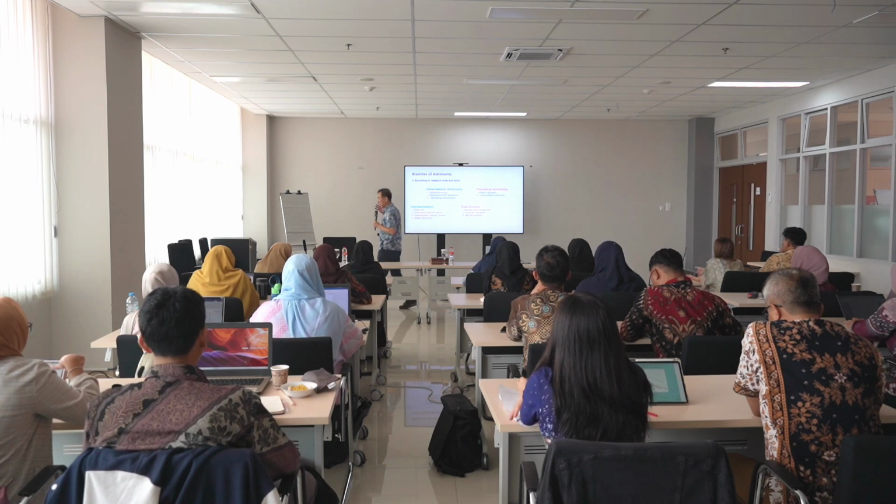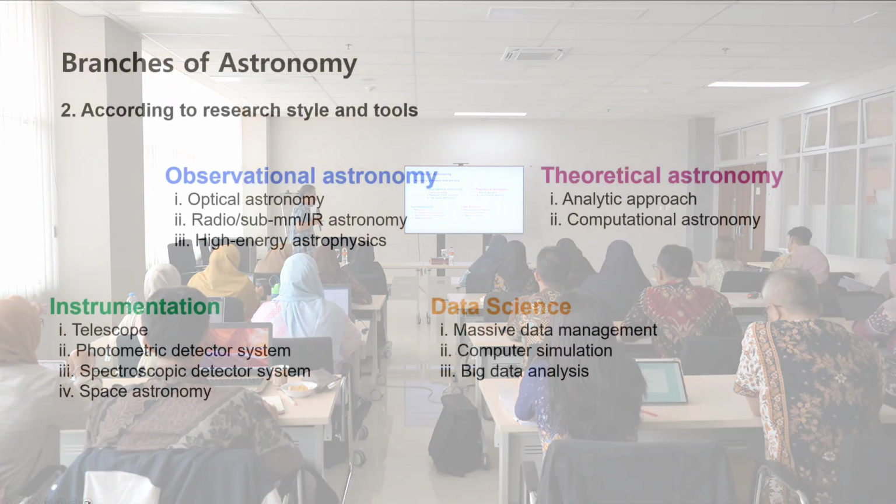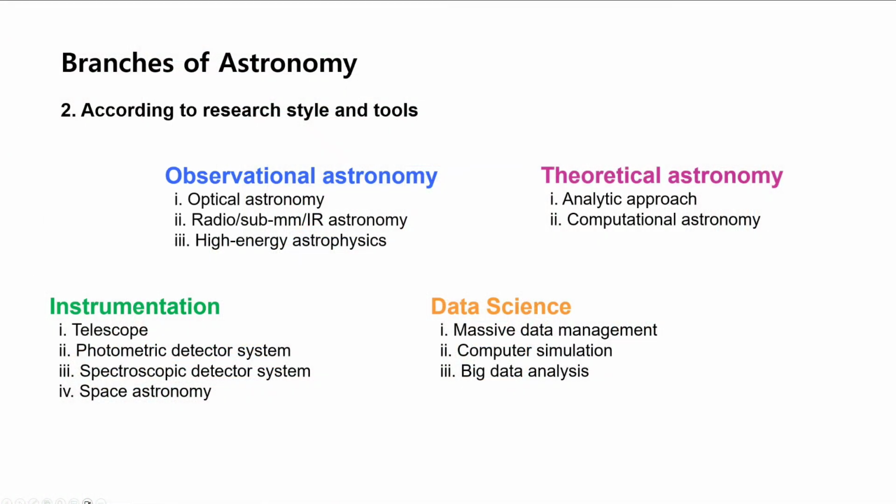Okay, this is another way to classify the subfields of astronomy. And here I divided astronomy in terms of the research style or research tools. I guess everybody knows that physics and all other natural sciences can be divided into experimental science and theoretical science, right? So likewise, in astronomy, we cannot do experiments on the cosmic objects, so we observe them. We observe them and take images or spectra. So these people we call observational astronomers.